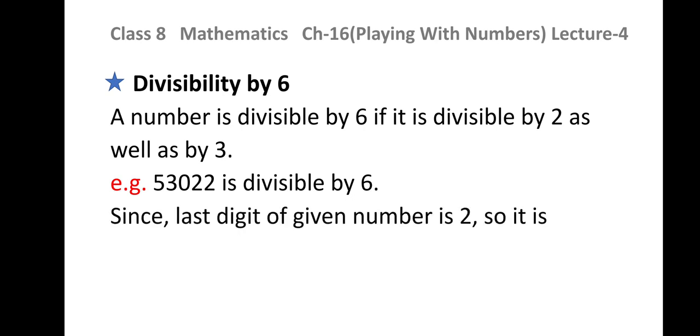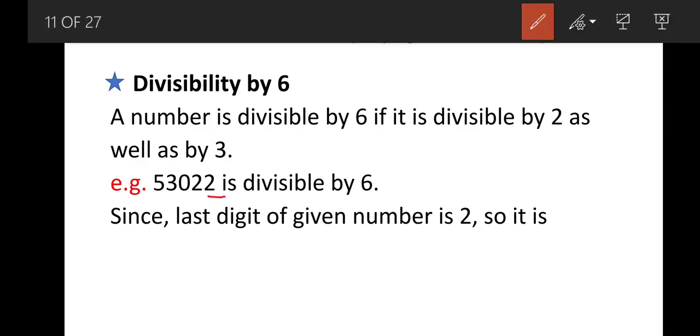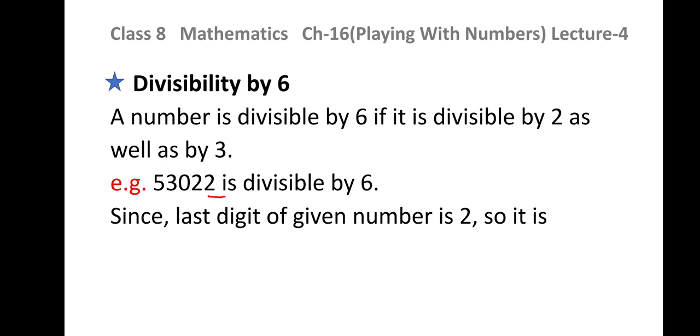Since the last digit of the given number is 2 and we know that the divisibility rule of 2 says a number is divisible by 2 if its last or units digit is divisible by 2, that is, it can be 0, 2, 4, 6 or 8. Here in this number, the last digit is 2, which is divisible by 2. So we can say the given number is divisible by 2. So verification is done for the divisibility by 2. But we need to check the divisibility by 3 also.